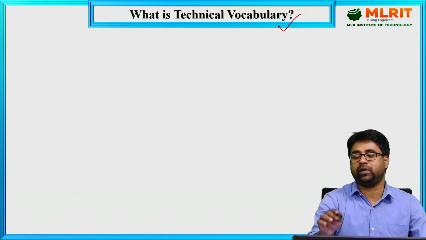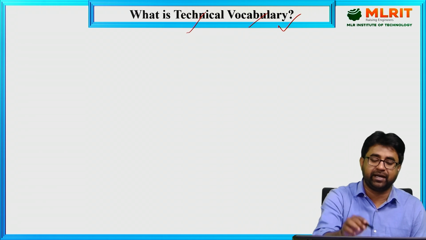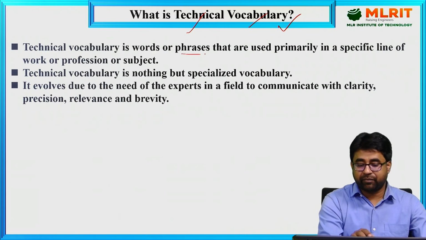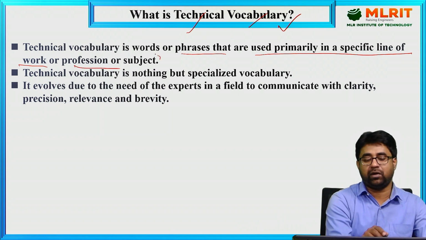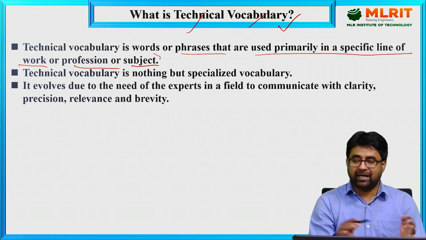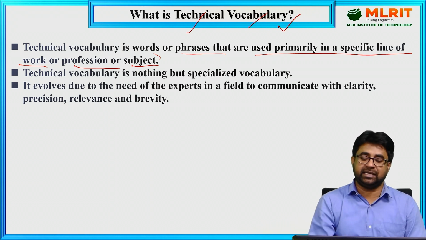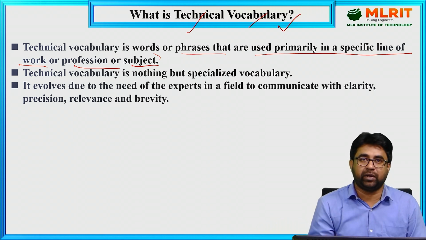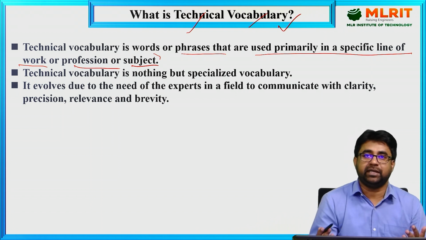What is technical vocabulary? Normally, vocabulary means words, right? So what is technical vocabulary? Technical vocabulary means words or phrases that are used primarily in a specific line of work, profession or subject. There are different areas. For example, let's say the manufacturing industry is one area, computer science is one area, mathematics is one area, cricket and sports is one area, and music is also one area.